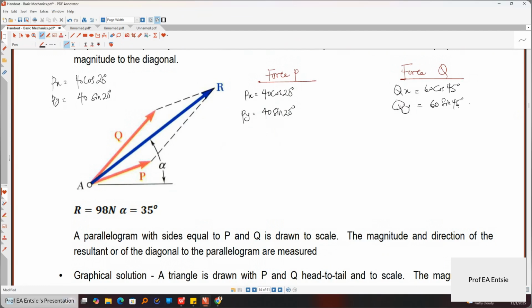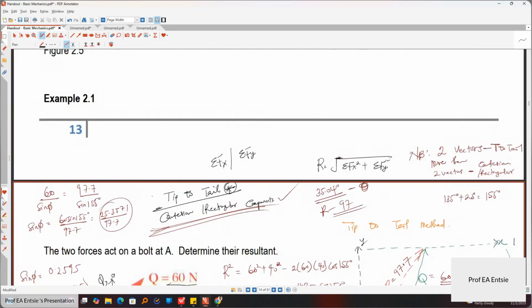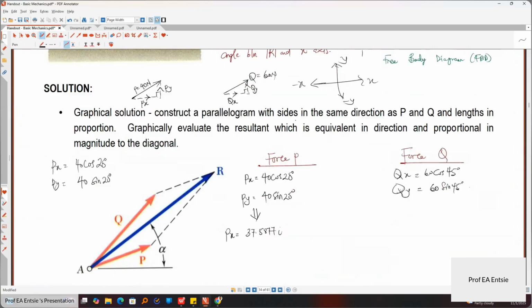Now let's quickly do some operations here. So this implies that Px, if we convert 40 cos 20 to decimal, is 37.5877. And for Cartesian, I told you we have two methods. I used the tip-to-tail in the first scenario, then I'm using the Cartesian. So Cartesian, we go with the i, j.